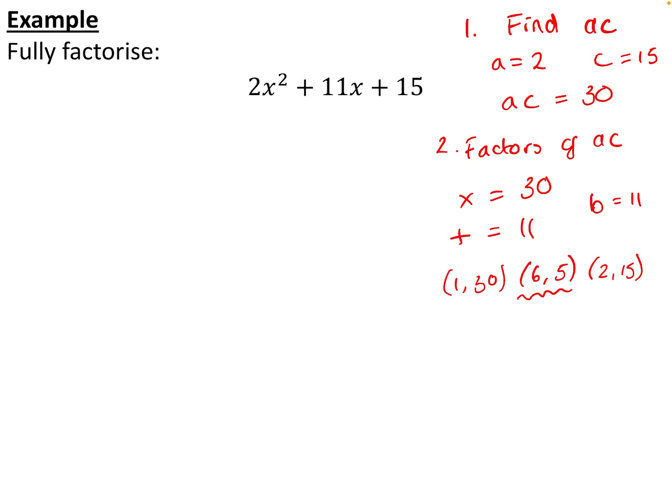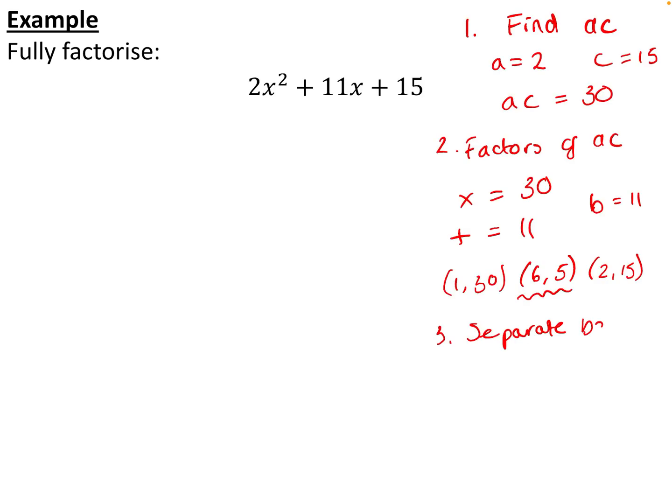Step 3 says separate bx into two terms using the factors of AC. That means I'm going to use these two numbers and I'm going to rewrite the expression, but instead of having bx, this 11x, I'm going to write it separately as two terms. It's going to be 6x and 5x. So I'm going to have 2x squared plus 6x plus 5x plus 15.